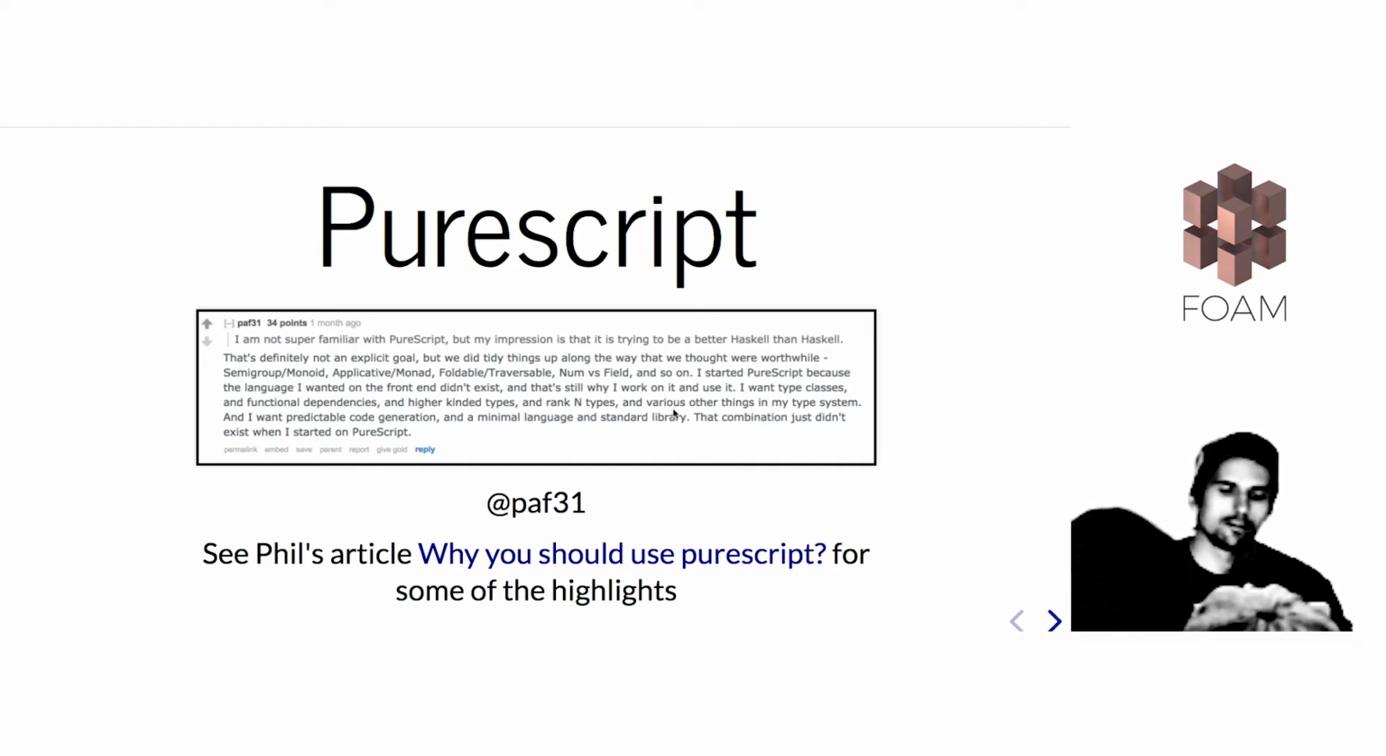I want type classes and functional dependencies and higher kinded types and rank-n types and various other things in my type system. And I want predictable code generation in a minimal language and standard library. That combination just didn't exist when I started Purescript. Now, I've linked to another article that I think was a year-end summary or state of affairs, which you could read. Our slides are available on our GitHub IO page, so we'll also include that in the email. But yeah, this is basically it.